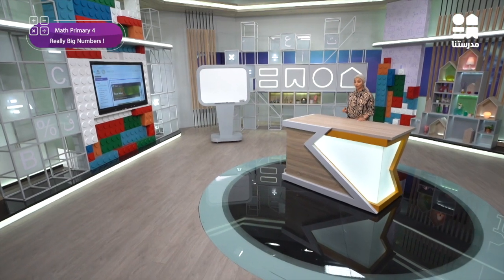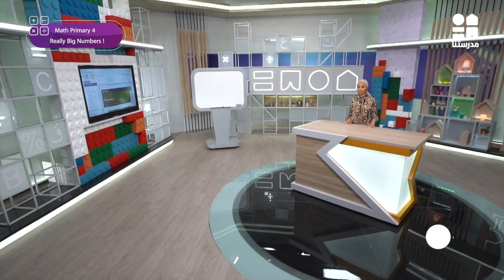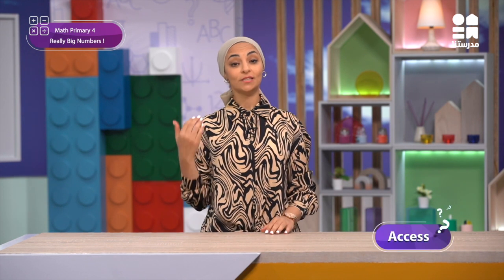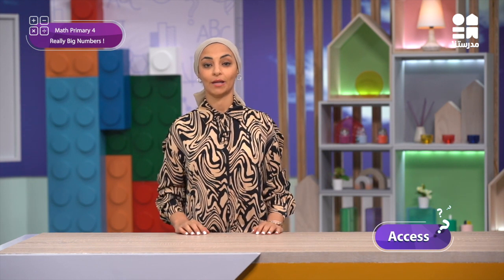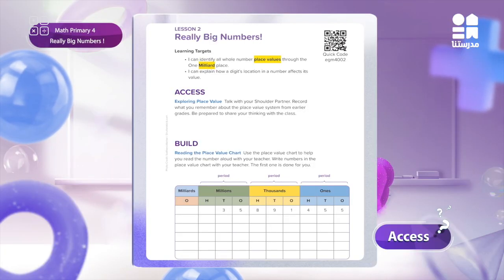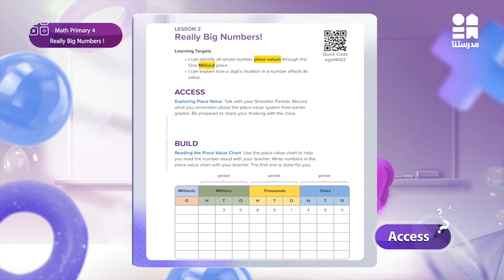Now to start our lesson, let's look at the axis section on page 7 in your student books. Let's remember what we studied in the previous grades, grades 2 and 3, about the place value. Do you remember? I will give you 30 seconds to think of all that you learned about the place value chart. Okay, when you get back, we will be sharing our ideas together.